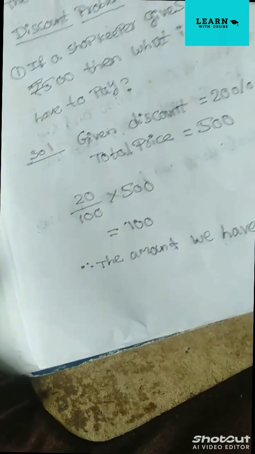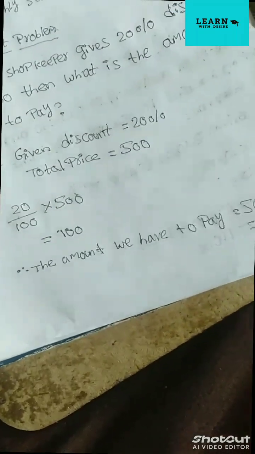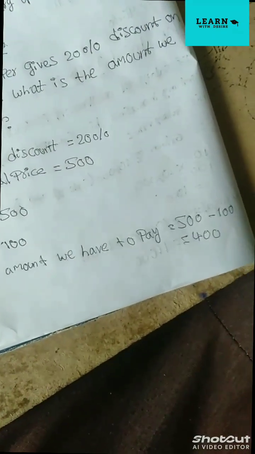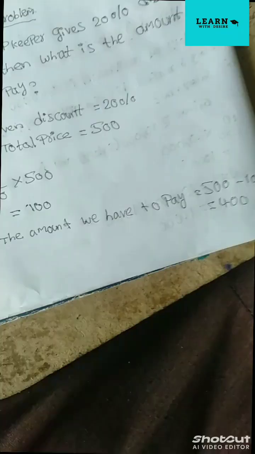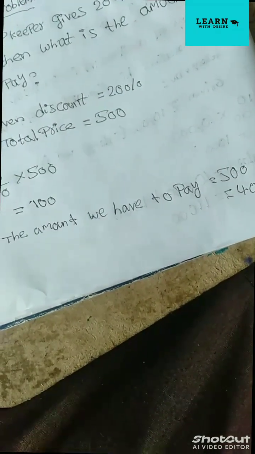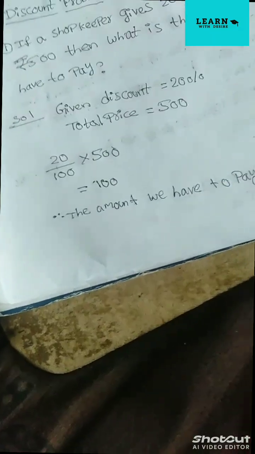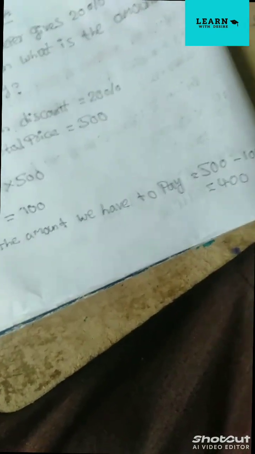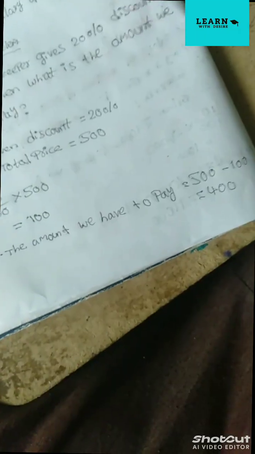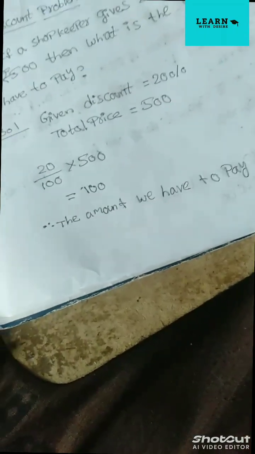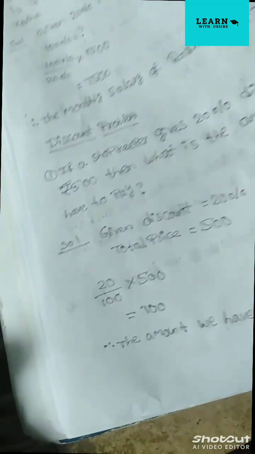The 100 should be subtracted from the amount 500. If we subtract the 100 from 500, then we got 400. So the amount we have to pay to the shopkeeper is 400. In this way you can solve percentage problems.